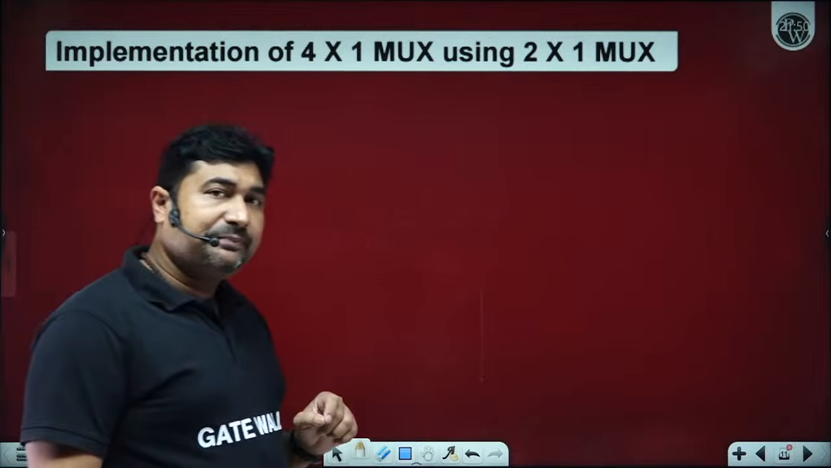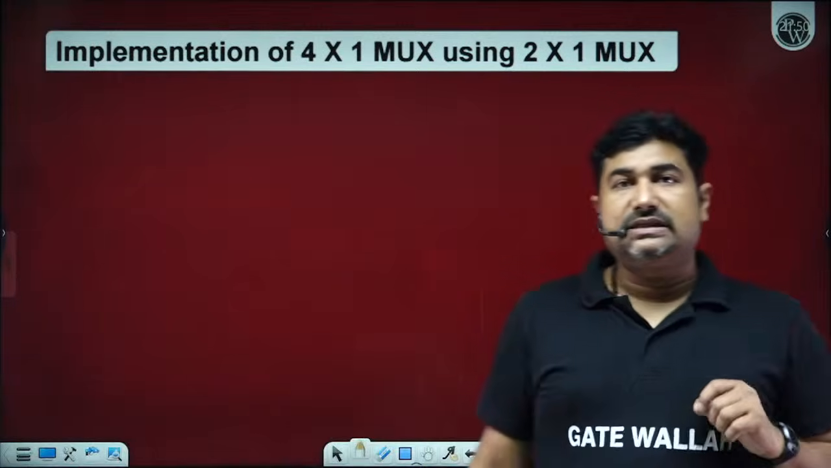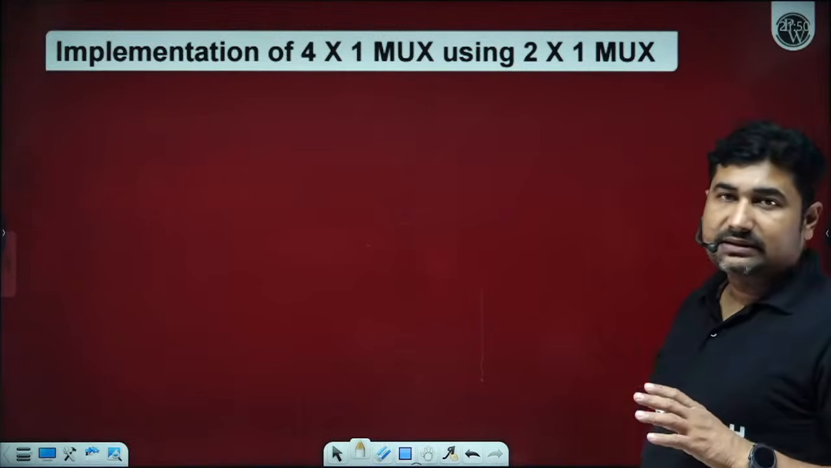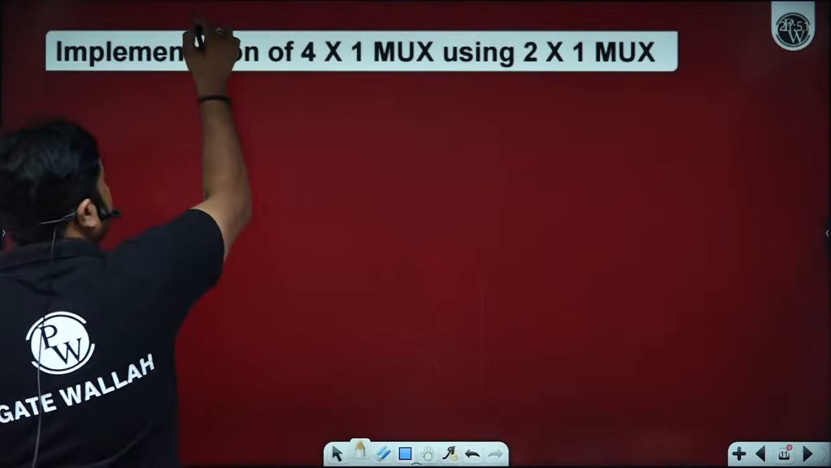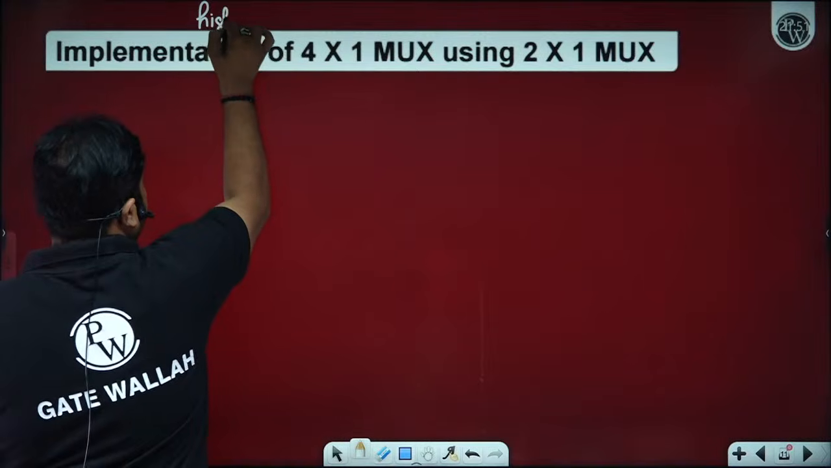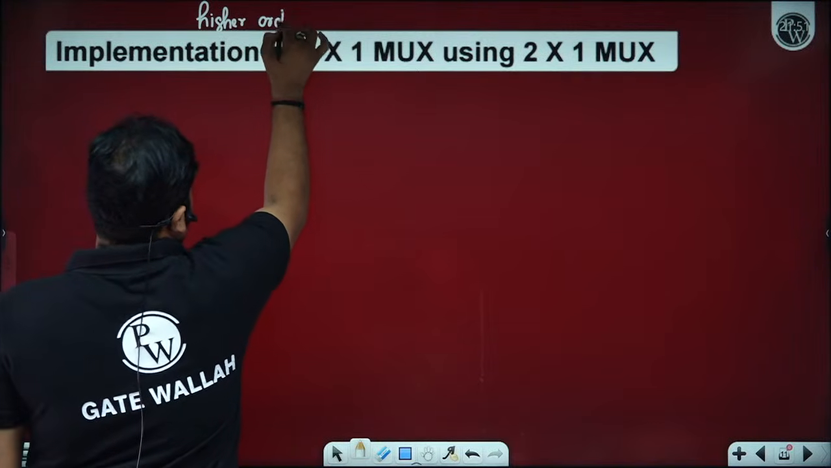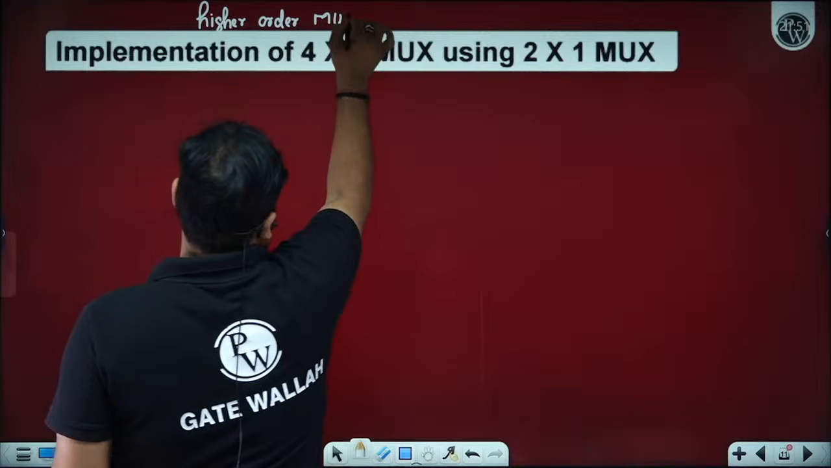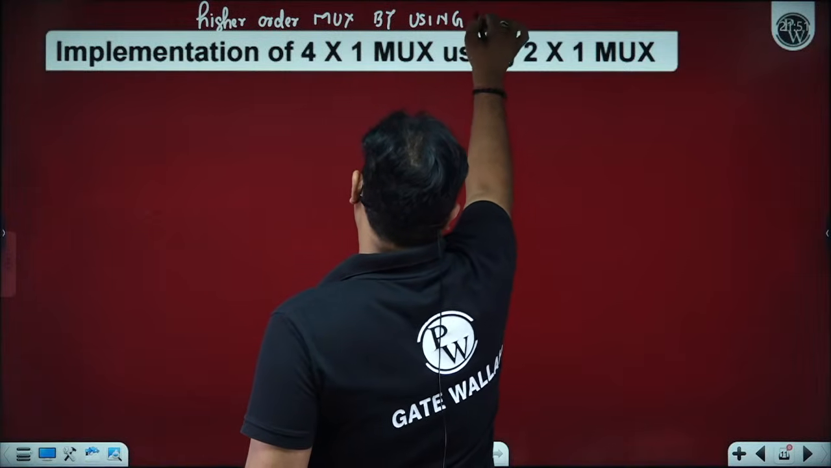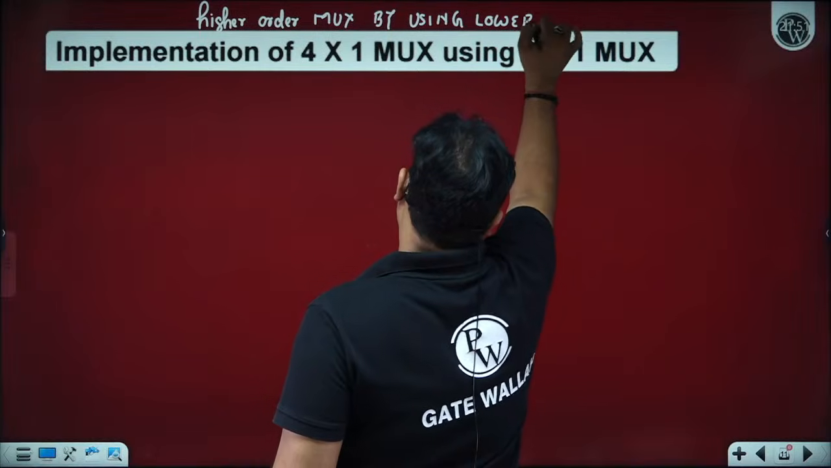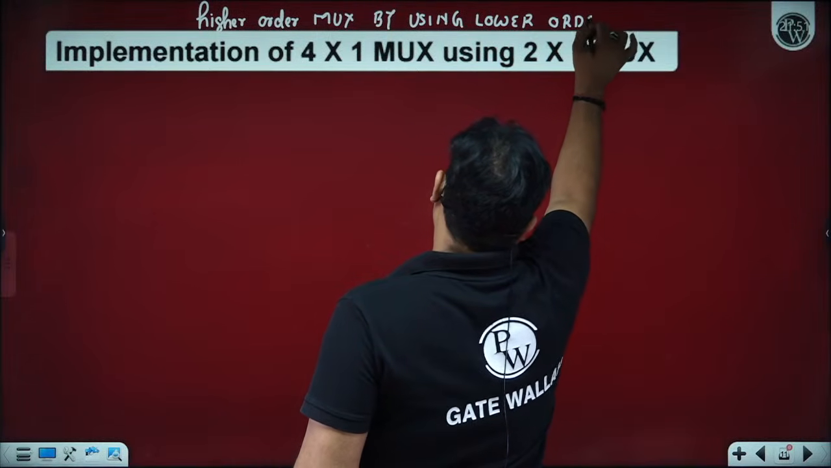So please write down a heading: higher order mux by using lower order mux.